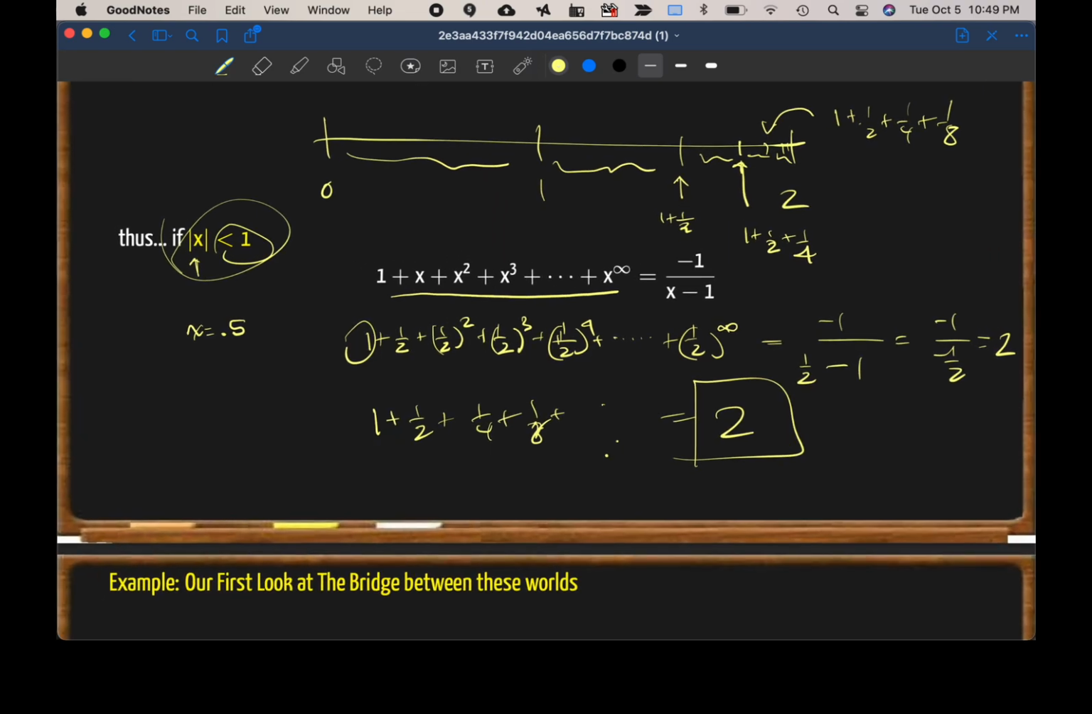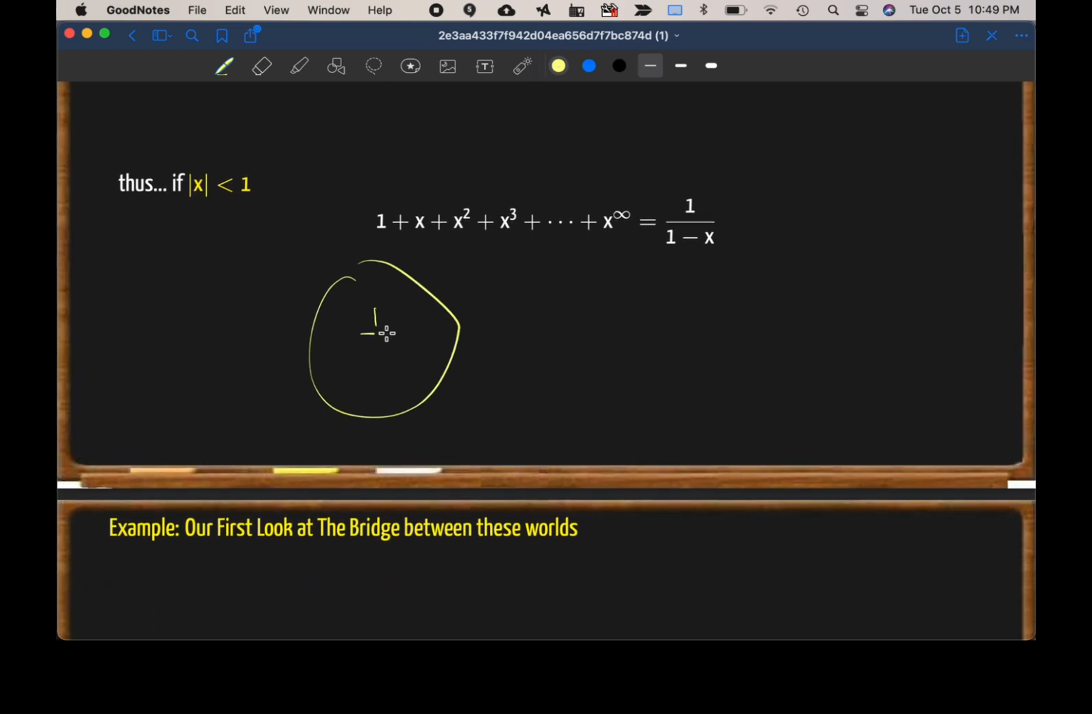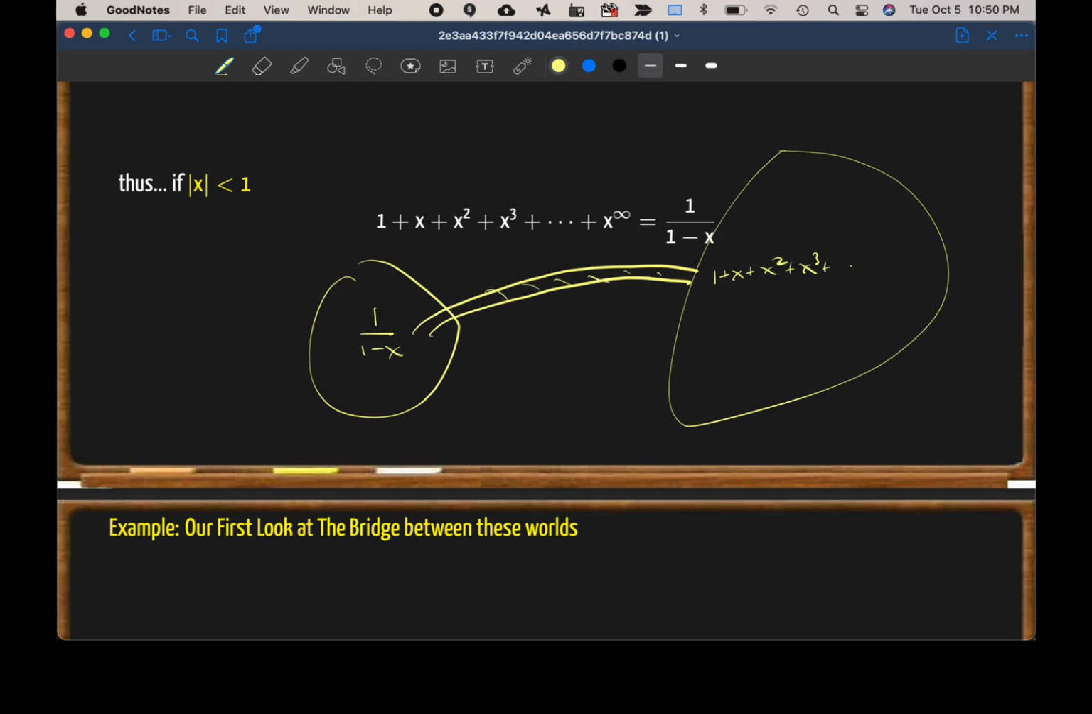Anyways, this in fact gives us the first look into this bridge. On the left hand side, we have 1 over 1 minus x. That's not a polynomial. On the right hand side, we have 1 plus x plus x squared plus x to the third. That actually is a polynomial if you allow yourself to have infinitely long polynomials. And so we found this very first bridge. In fact, these two are exactly equal. One is very much not a polynomial, and this is an infinitely long polynomial, infinite degree polynomial. And they are exactly the same, so long as we restrict x's a little bit. And there you go. Our first example of this bridge between two functions.